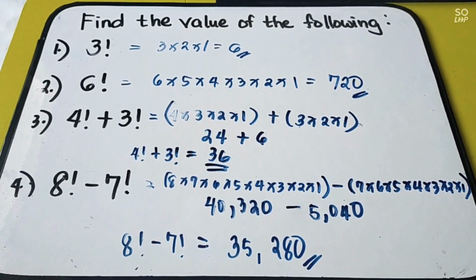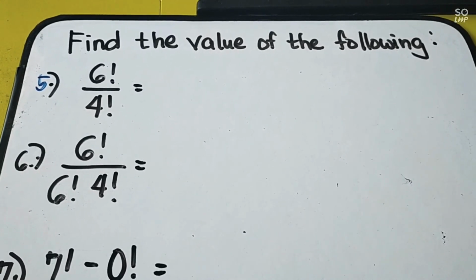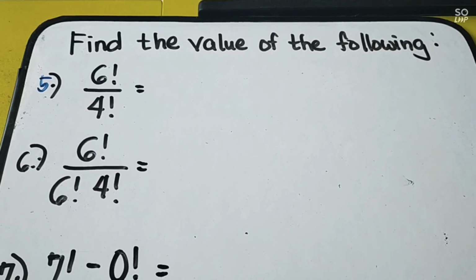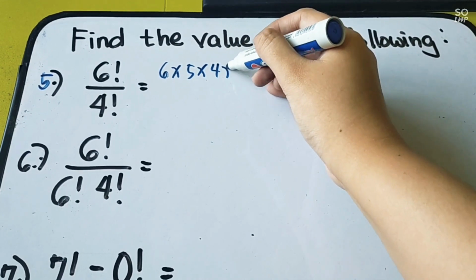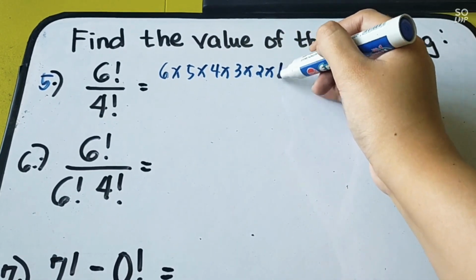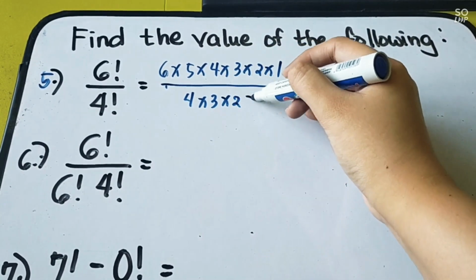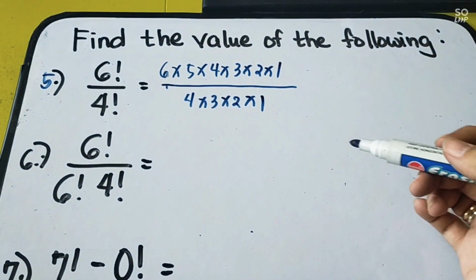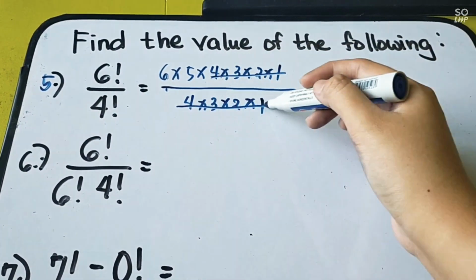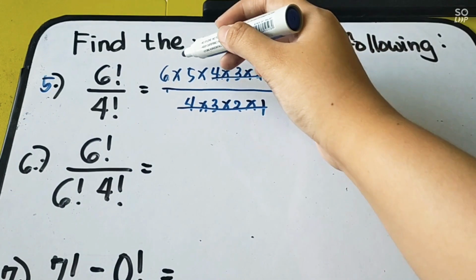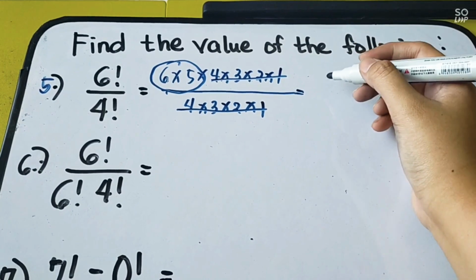Let's have another example. Number 5, we have 6 factorial divided by 4 factorial. This one means 6 factorial, 6 times 5 times 4 times 3 times 2 times 1, then divided by 4 times 3 times 2 times 1. Since we have division, we can use cancellation. We can cancel the 4 factorial here and the other 4 factorial here. So, what remains is 6 times 5. So, 6 times 5 is 30, right?